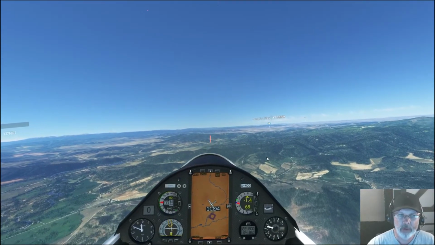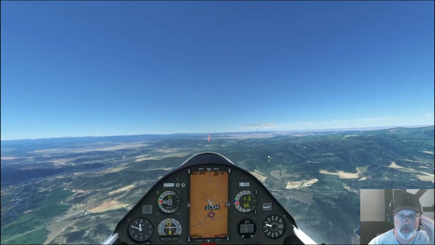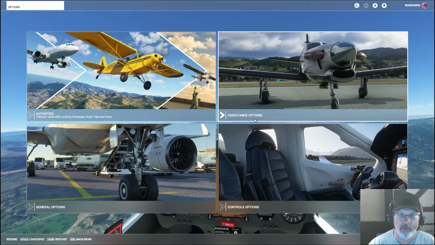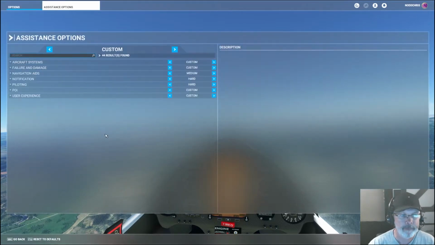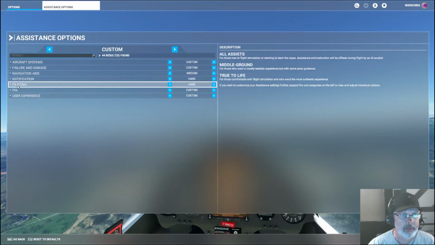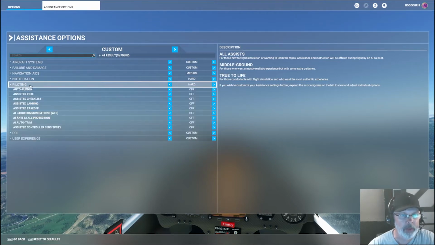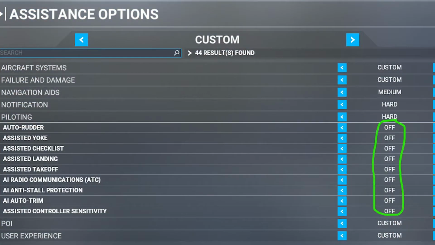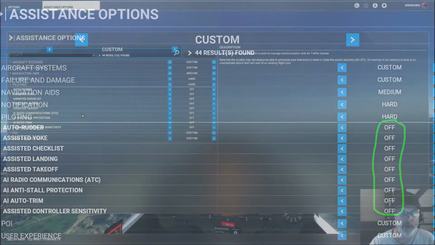Before you even look into this stuff in the simulator, though, there is something you need to do, and that is pop into your assistance options here. I get a lot of people don't realize this. It sometimes gets turned on once you get an update to the sim. But anyway, you go into the piloting section of the assistance options, and you want all of this stuff turned off, basically. Things like auto rudder, assisted yoke, assisted takeoff and landing, auto trim, all this stall protection, all this stuff will definitely muck with the way your airplane handles.